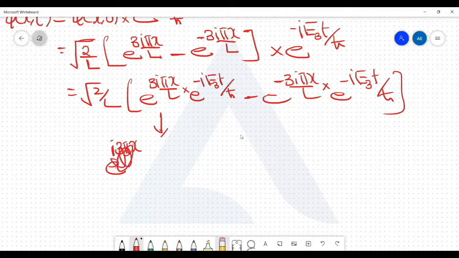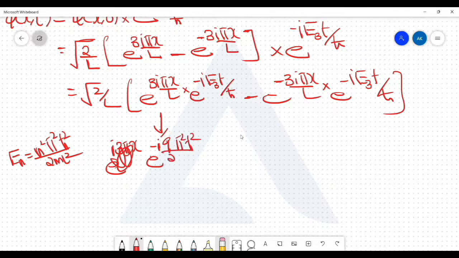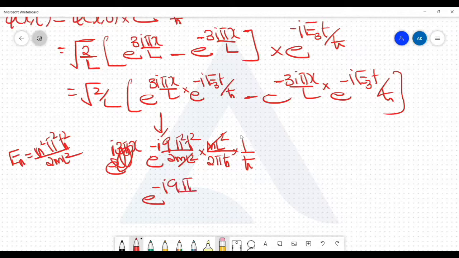Let me take e raised to this term. This is a constant term. This term is e raised to minus i E3. N equal to 3 means n square, that is 9, because our E n equals n square pi square h cross square by 2 m L square. So 9 pi square h cross square by 2 m L square into t. What is t? For this question, t is m L square by 2 pi h cross, divided by h cross. So this is nothing but e raised to minus i, m L square cancels, 9 pi by 4.